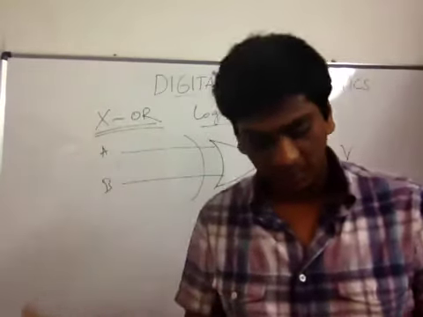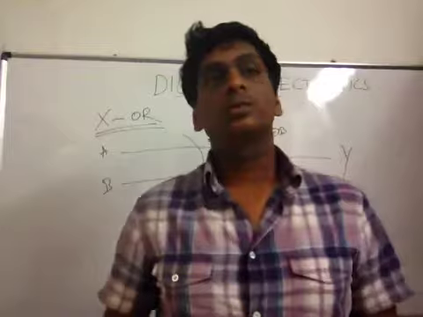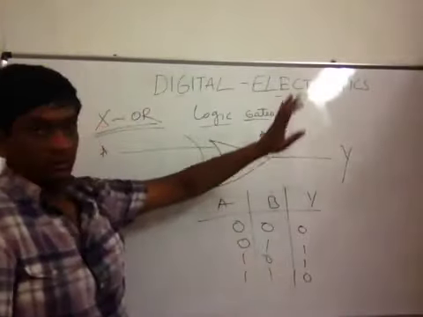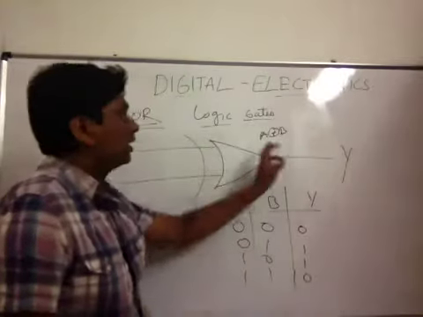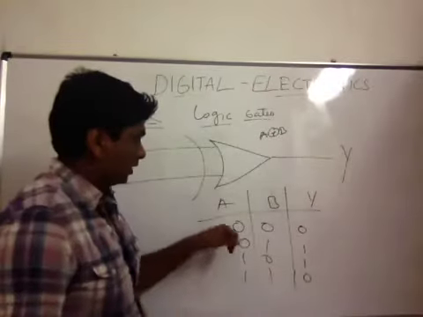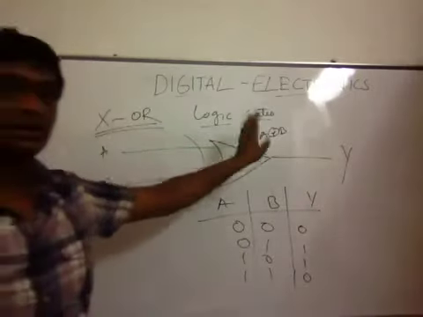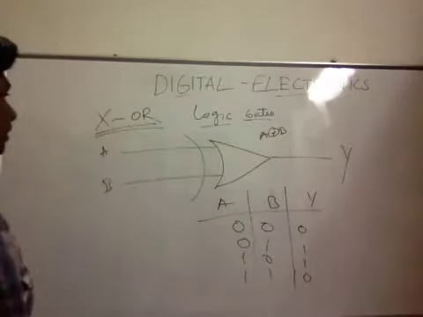I'll tell you what half adder circuits and binary codes are later. For the time being, it's used in half adder circuits, and this is the XOR operation, and this is the XOR truth table. XOR is denoted by that, right?